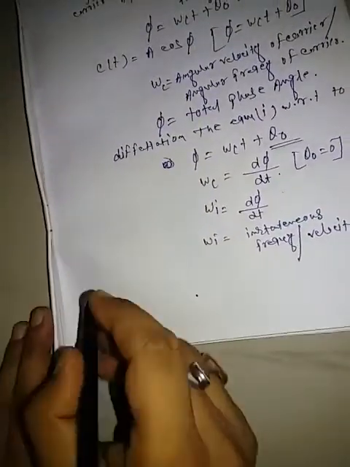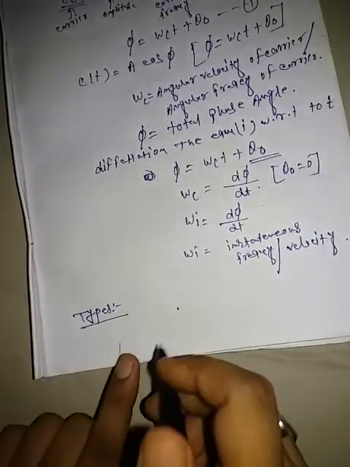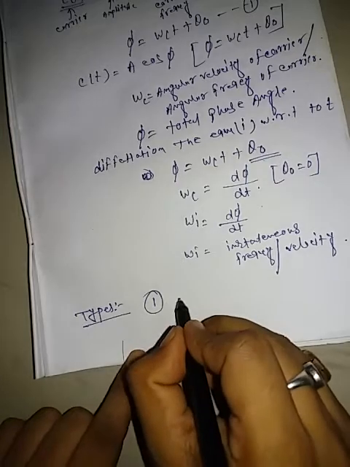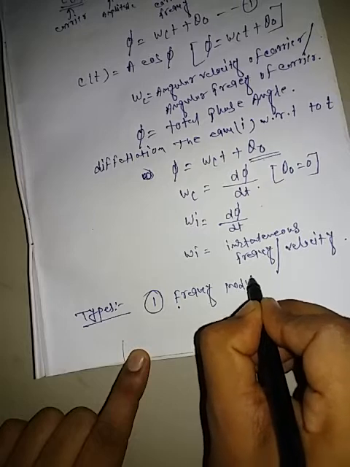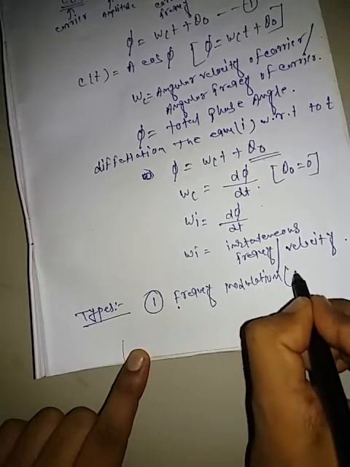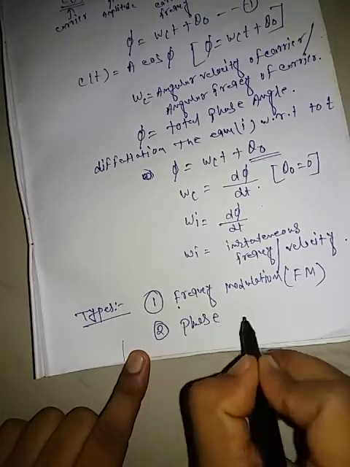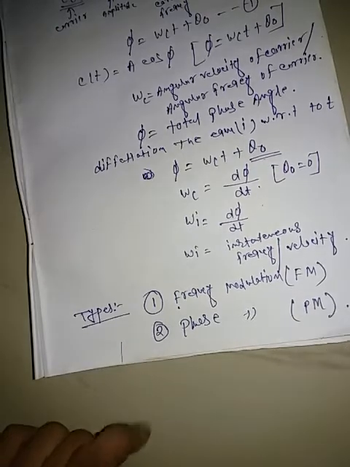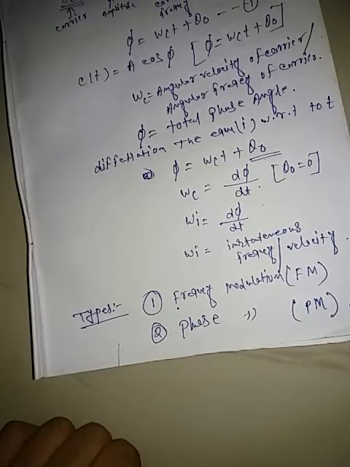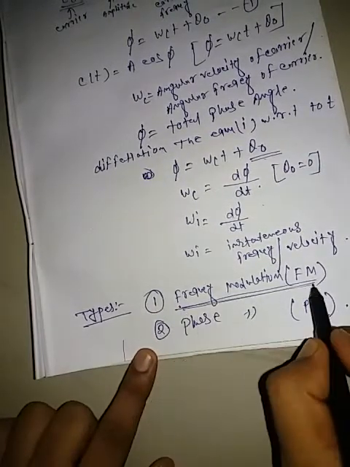Next, types of angle modulation. What are the types of angle modulation? There are two types. First is frequency modulation, denoted by FM, and next is phase modulation, denoted by PM. Next we discuss the frequency modulation technique, or FM.